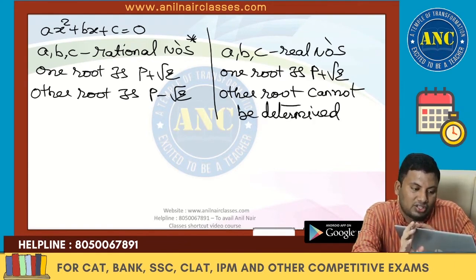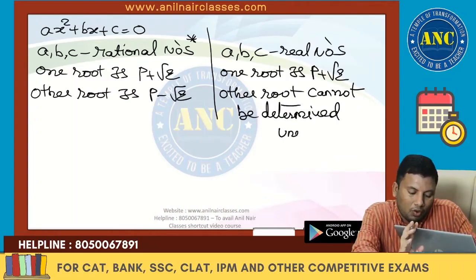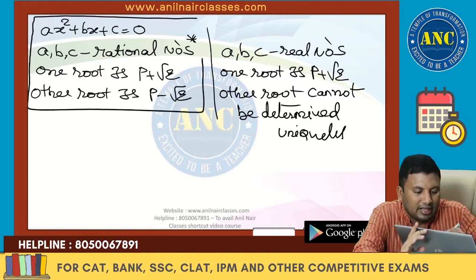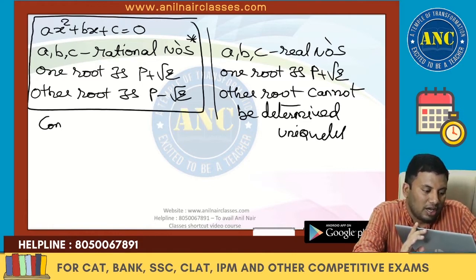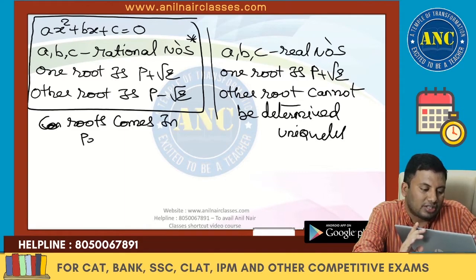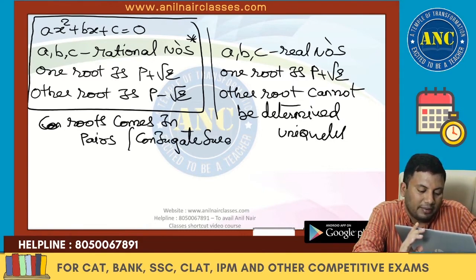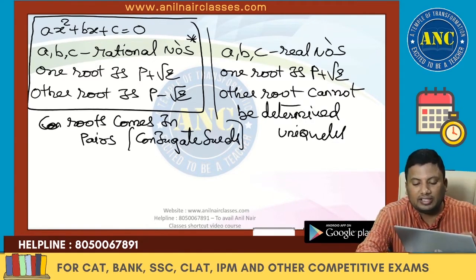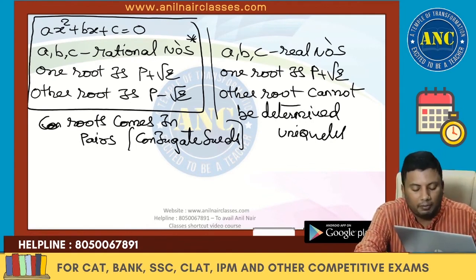Only when the coefficients are rational numbers, roots happen in pairs. Roots come in pairs, or in other words, conjugate surds will be the roots only when a, b, c are rational. If a, b, c are real numbers, write it.